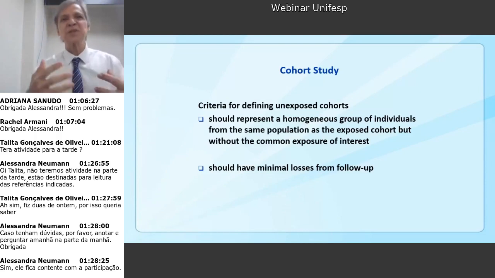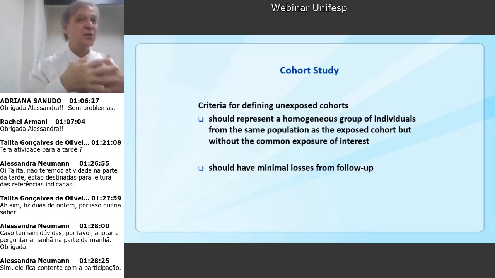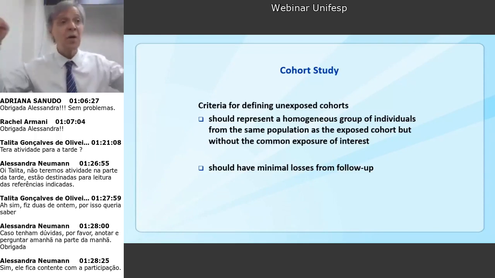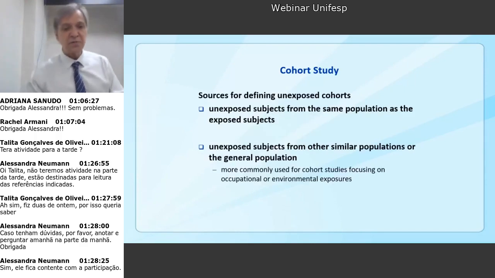But I also want them to come from the same community. So the underlying population has to be the same. Lots of issues, including confounding, not just selection bias, is the confounding issue. And there are unknowns everywhere. And so you're trying to make them as homogeneous as you can. And again, minimal loss to follow-up of the unexposed group. Unexposed cells from the same population as exposed.